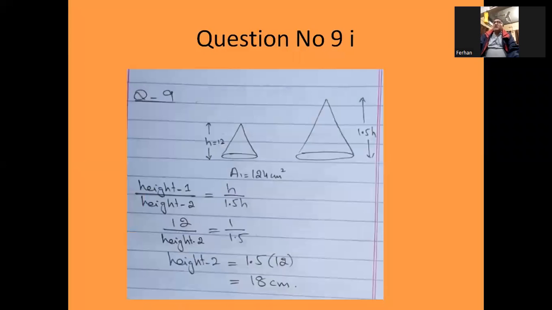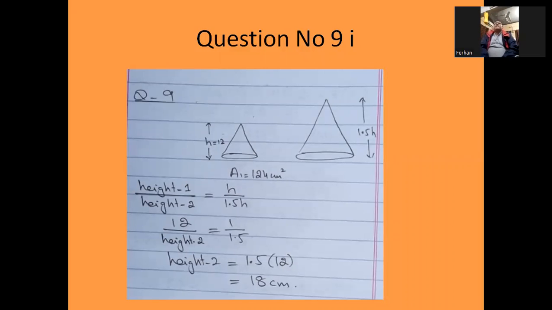So here you have two cones, a small cone whose height is 12 and whose area is 124 centimeter square. The big cone, its height is 1.5h, and we want to also find out its area. So height 1 by height 2 will be equal to h divided by 1.5h. h and h will be cancelled, so height number 1 is 12.